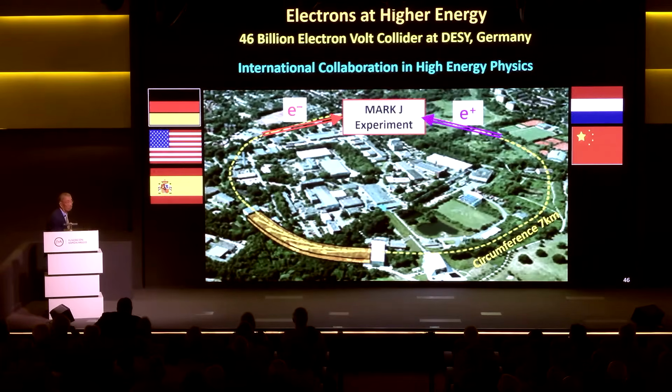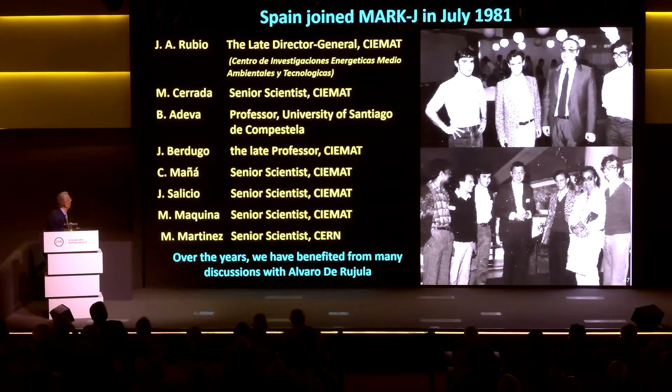So let me now share with you electrons at higher energies. That was the time when this Spanish group joined us for electron-positron collision. This is known as the Mark J experiment. The first group of Spanish colleagues who joined us were led by Juan Antonio Rubio, Marco Serrata, Bernardo Adeva, Javier Verdugo, Carlos Maña, who is still here, Jose Celesio, and two others.